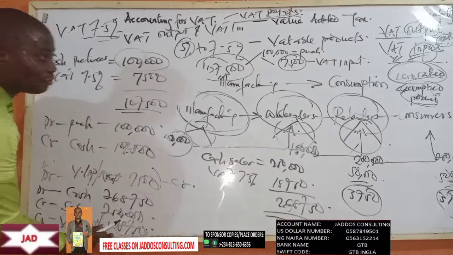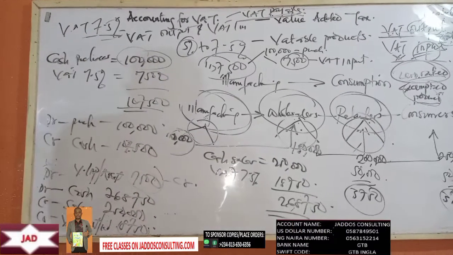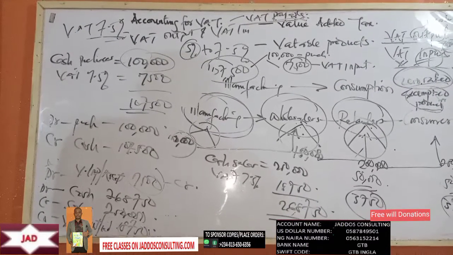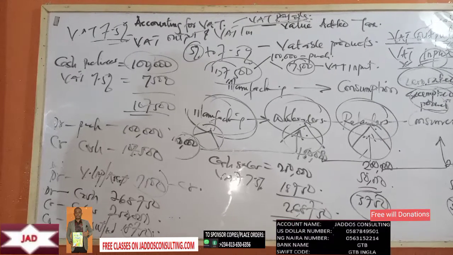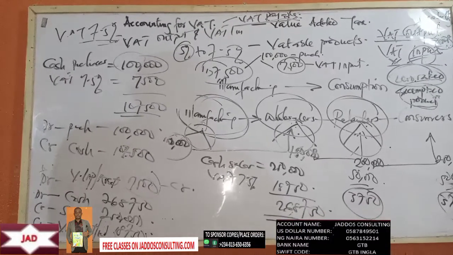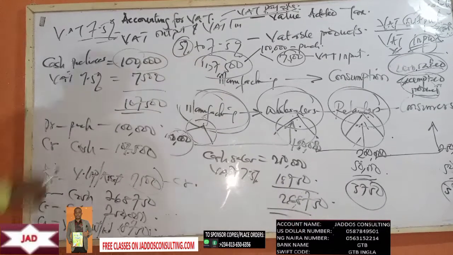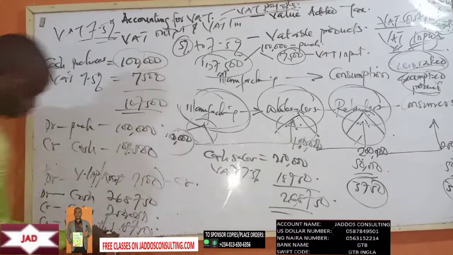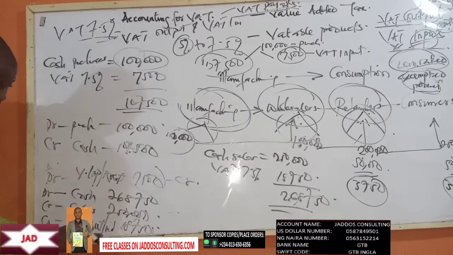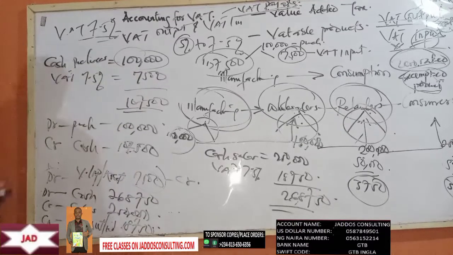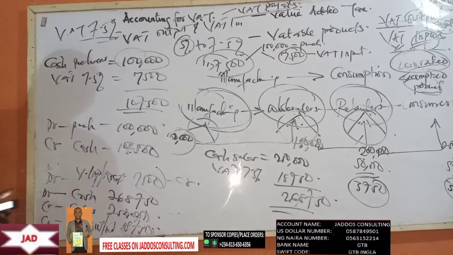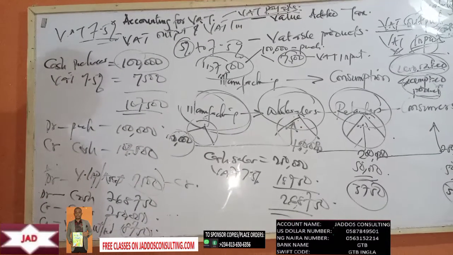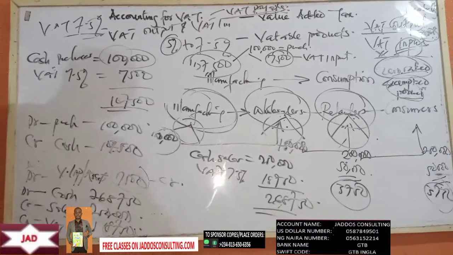How much did we get there? We have 18,750 minus 7,500, which is 11,250. So if you credit your VAT input, your VAT asset, to close it, and then debit your VAT output here, you'll have a balance there of 11,250. When you want to pay, you credit your cash and debit your VAT output.